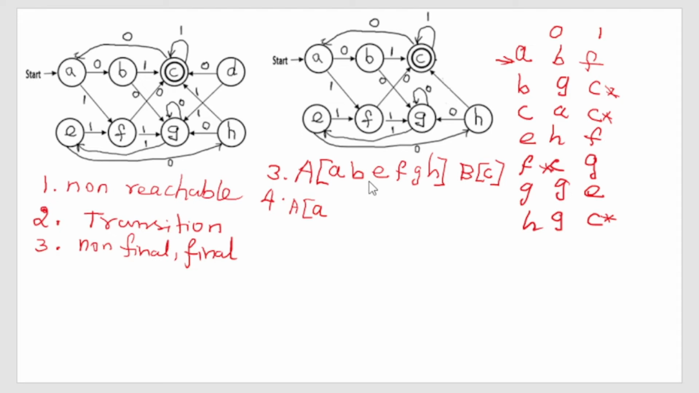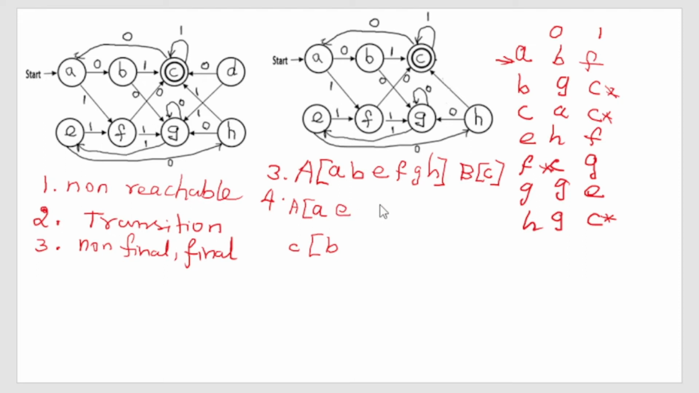Take B. B has a 0 transition to G, which is available in the same group, but the transition on 1 leads to another group. So we can separate B and keep it as a separate group. So let me mark that as C. In the C group, let me place B. And then go to E. For E, the transitions are H and F. Both are available in the same group, so I can place E in the group A.